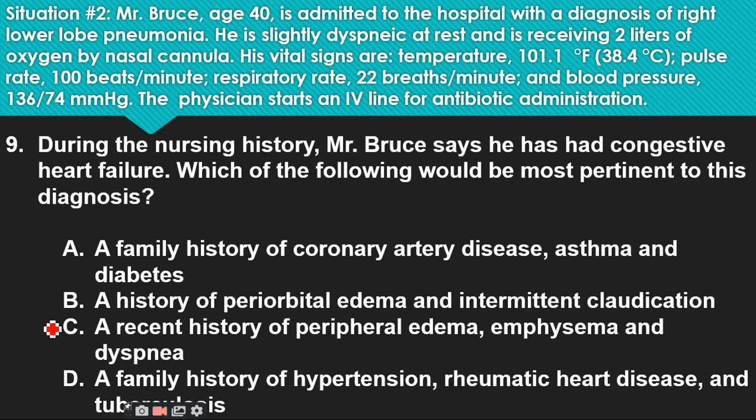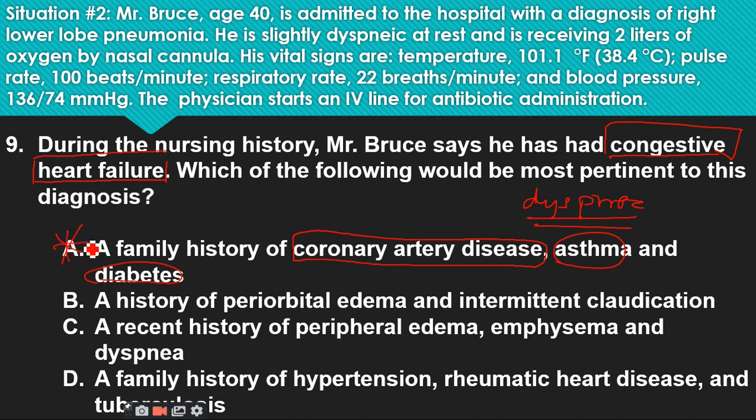Take note of the question: the patient has congestive heart failure. From the word itself, there is congestion. So with congestion, you expect that this patient will be manifesting dyspnea. Therefore, we're looking for the word dyspnea. A history of coronary artery disease is a heart condition, but it usually does not lead to congestive heart failure. Probably coronary artery disease leads to myocardial or heart failure. And of course, with asthma, there's no risk of asthma for the patient, and also with diabetes. So letter A is basically wrong.